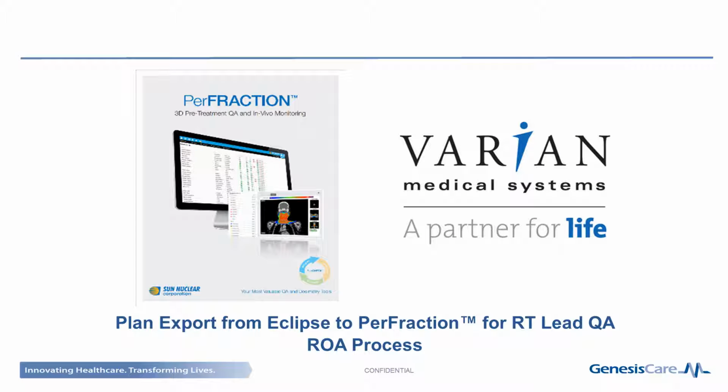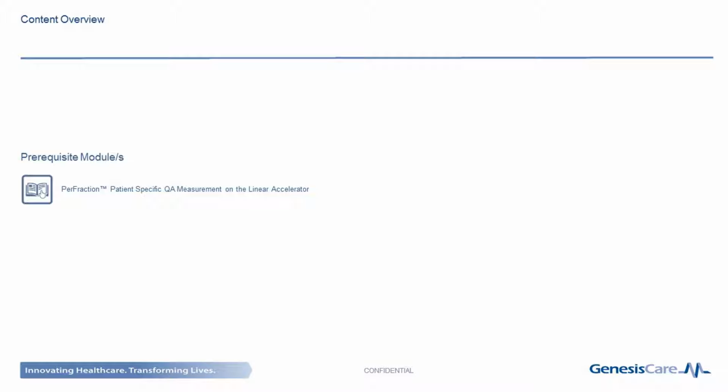Plan export from Eclipse to PerFraction for RT-led QA builds on the previous content covered in the module PerFraction-specific QA measurement on the linear accelerator, so please ensure this is complete before proceeding. This module deals specifically with the Eclipse planning system and the process in New South Wales, and it will be fully assessed online with no practical assessment relating to this topic.